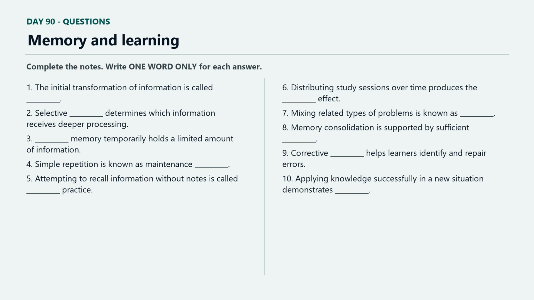The initial transformation of incoming information into a representation that the nervous system can use is called encoding. Encoding can emphasize sound, appearance, meaning, location, movement, or connections with previous knowledge. The form of processing affects which cues may later help a person remember. Simply placing information in front of a learner does not guarantee that useful encoding occurs.